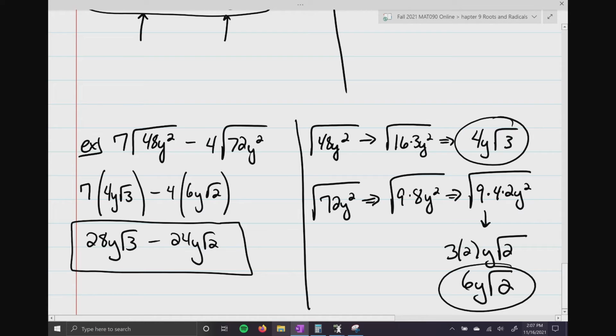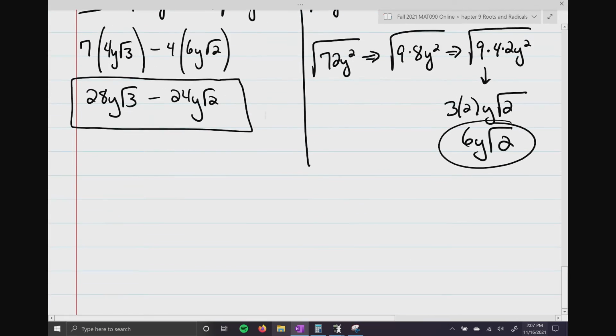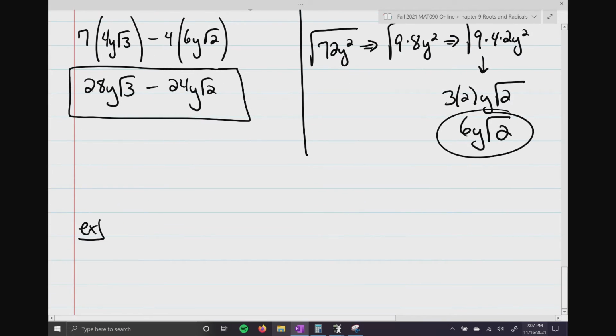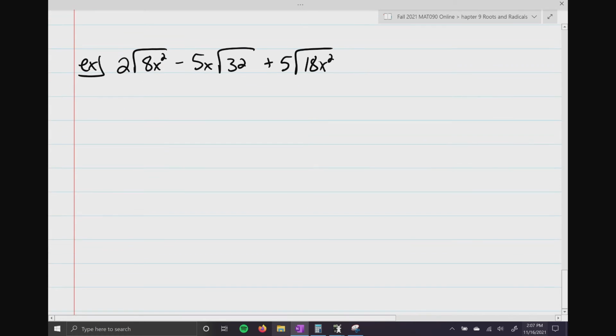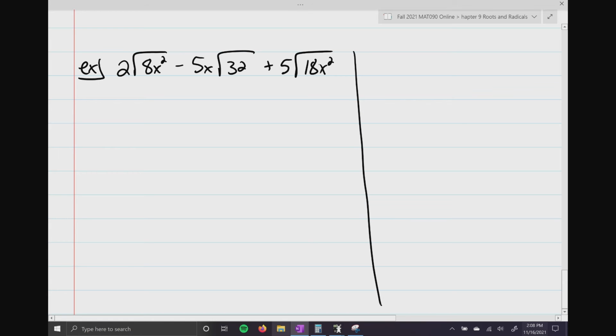Now for the final problem here, we'll look at one where we can actually do a lot. So we have 2 times the square root of 8x squared minus 5x times the square root of 32 plus 5 square root of 18x squared. All right. So here it's just going to be a lot of simplifying.